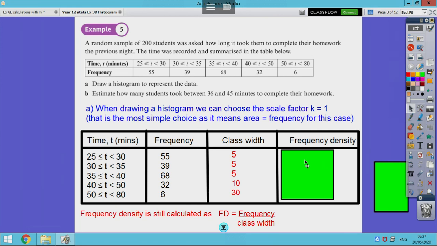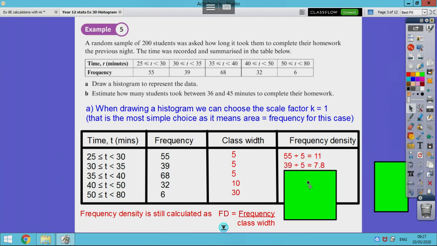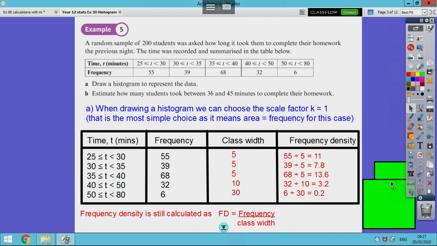Now your frequency density is calculated by doing your frequency divided by the corresponding class width, and therefore 55 divided by 5 equals 11 is your first one. 39 divided by 5, 7.8. 68 divided by 5, 13.6. 32 divided by 10, 3.2. And then the last one gives you 0.2, so that's going to be a teeny tiny bar at the bottom. This is really important when you're drawing histograms. You need a couple of extra columns with these in, so you can always add them on if you need to.